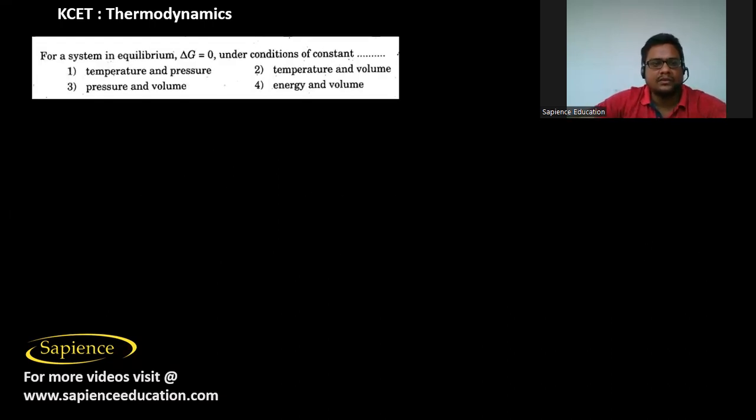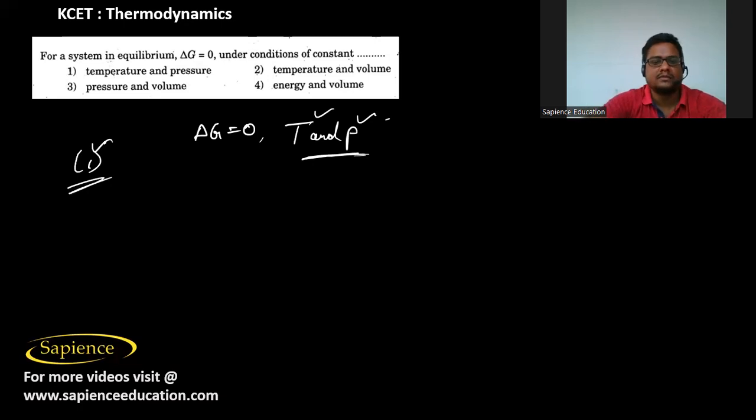Then it is told that for a system in equilibrium, delta G equals 0 under the conditions of constant temperature and pressure. So the temperature and the pressure should be constant. So option 1 is the correct answer.